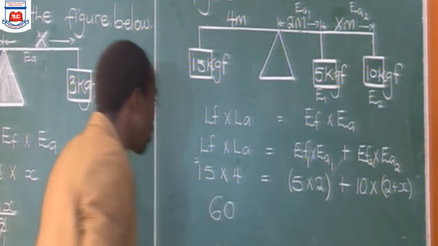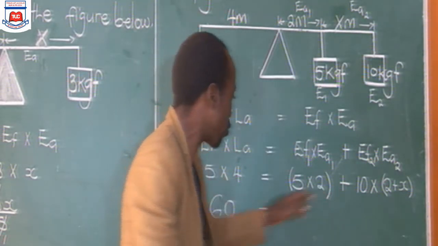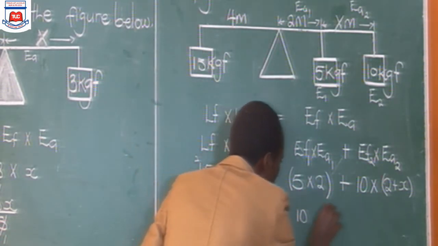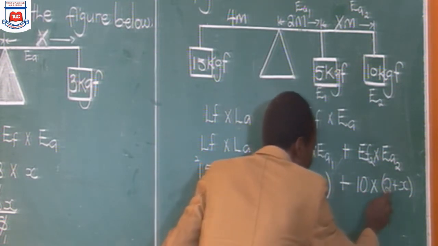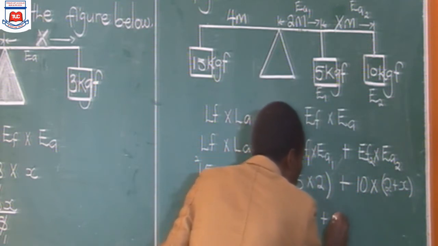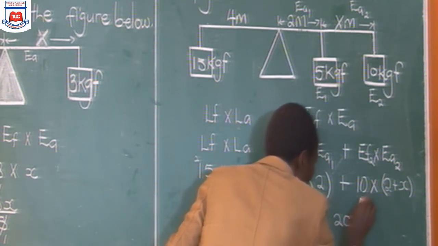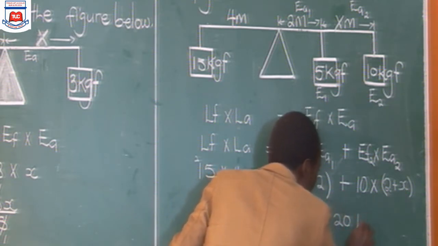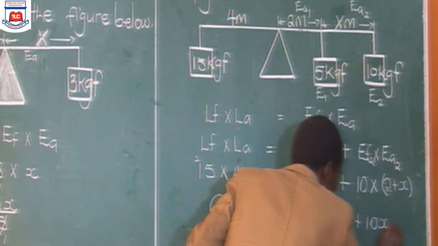So we shall have 60 there, that is one side, is equivalent to 5 times 2 is 10, plus 10 times, we have to open the brackets here. 10 multiplied by 2, then another 10 multiplied by x. So 10 times 2 is 20. Then we shall add this 10 times x, which is 10x.